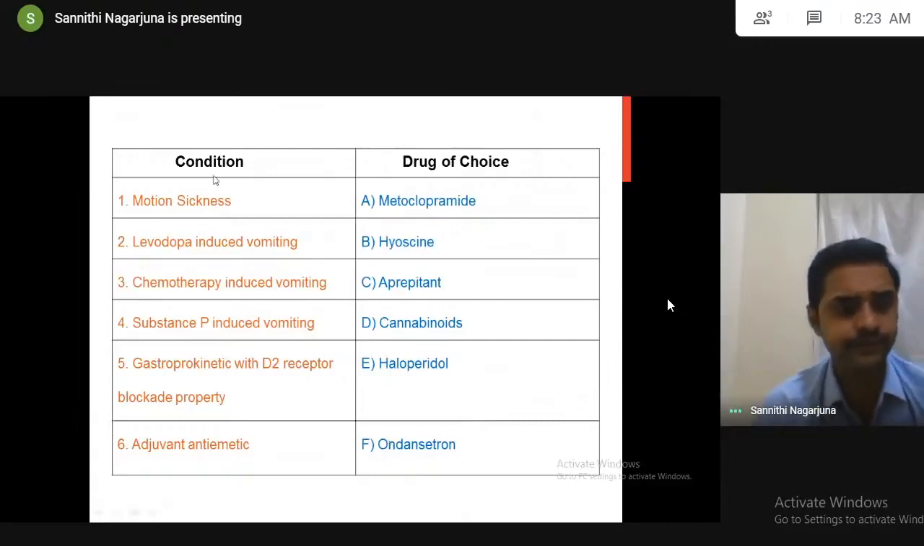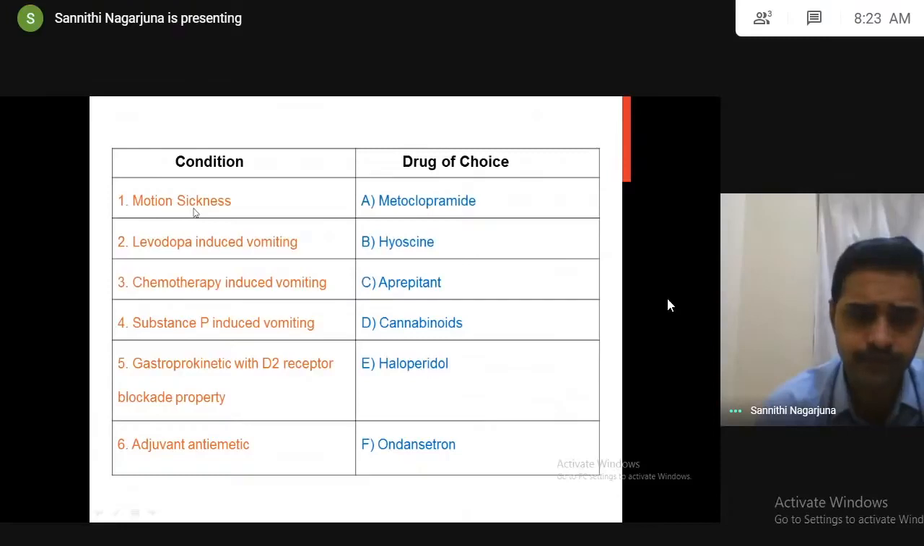Yeah, you see one by one. For motion sickness, we told we are using anticholinergics and antihistamines. So hyoscine is used. Levodopa-induced vomiting, D2 blocker, haloperidol is used. Chemotherapy-induced vomiting, 5-HT3 blockers like ondansetron. Substance P-induced vomiting, NK1 receptor blocker like aprepitant.